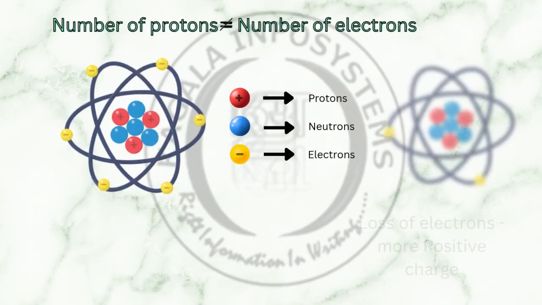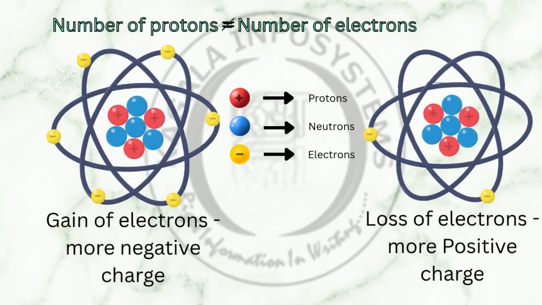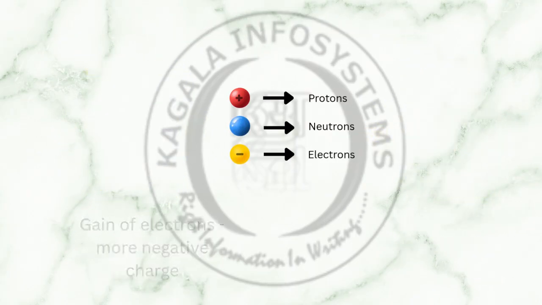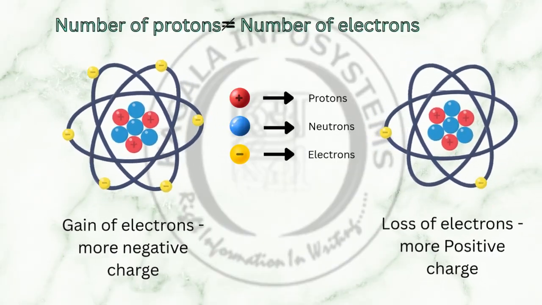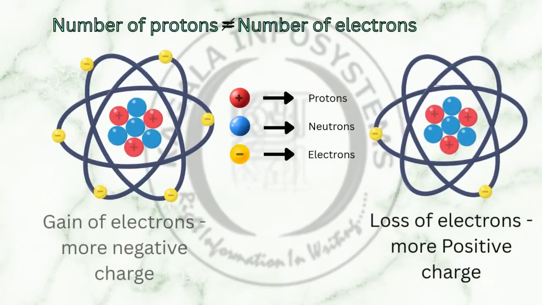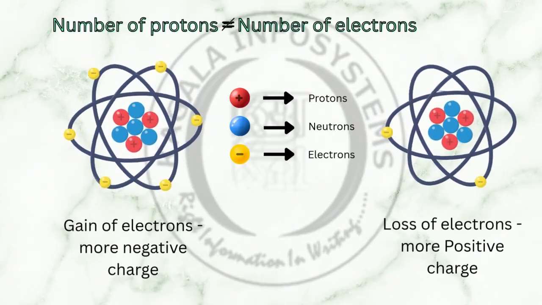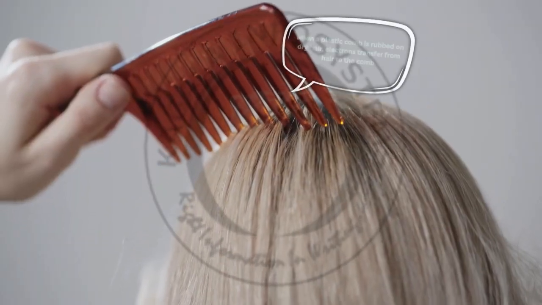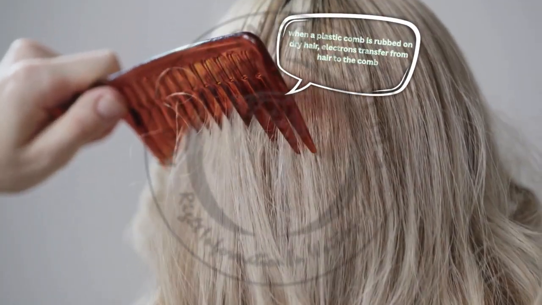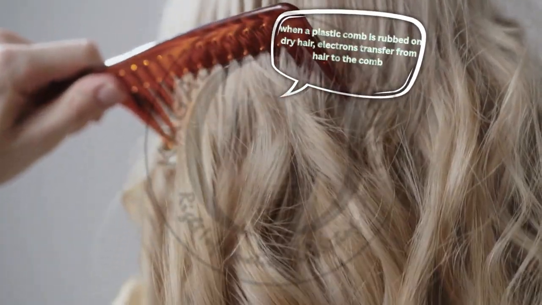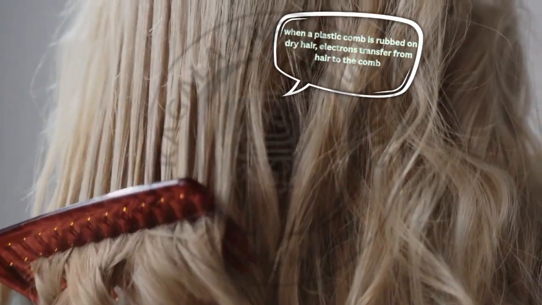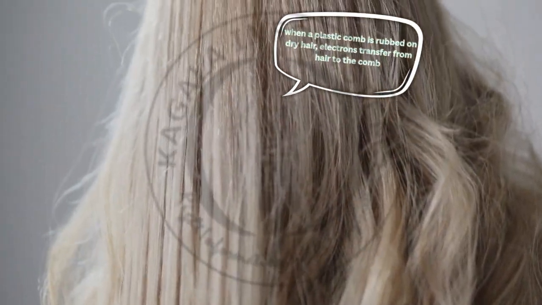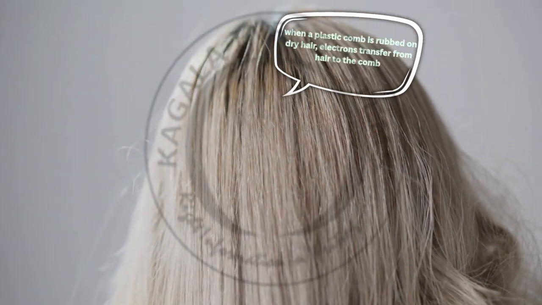Electrons are comparatively free to move while protons remain fixed inside the nucleus. If an object gains electrons, it becomes negatively charged, and if it loses electrons, it becomes positively charged. For example, when a plastic comb is rubbed on dry hair, electrons transfer from the hair to the comb.